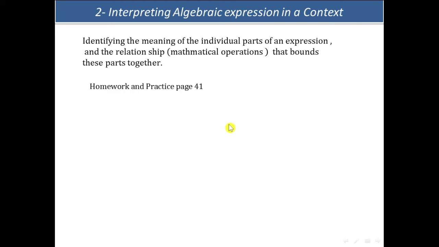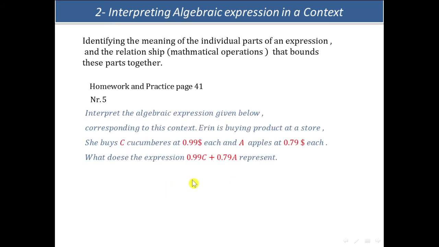Let us have something from practice, also page 41, number 5. We have this problem here. Erin went into a shop to buy something. Please correct this word. I think Erin is buying a product. I think this word is written wrong in your books, so if you like, correct it to product. At a store, she's buying C cucumbers at first $0.99 each, and apples at that price each. And then he's asking me what this expression is about.